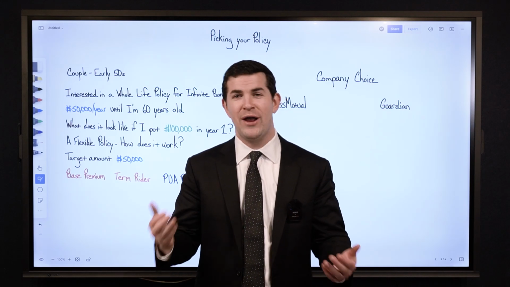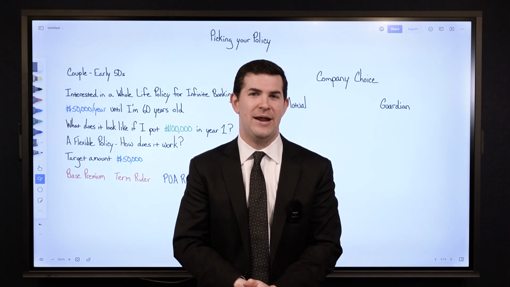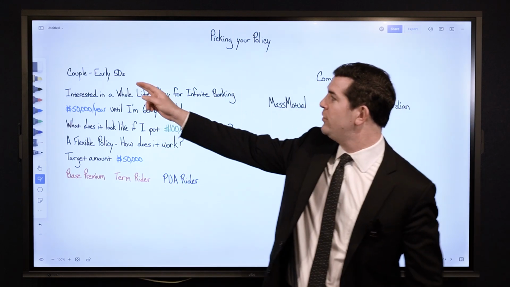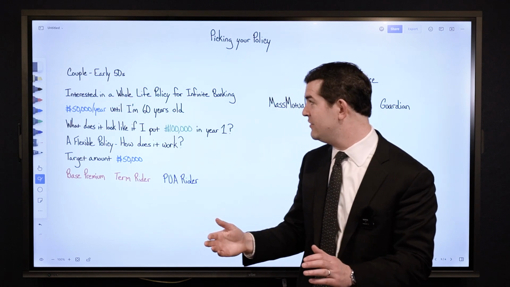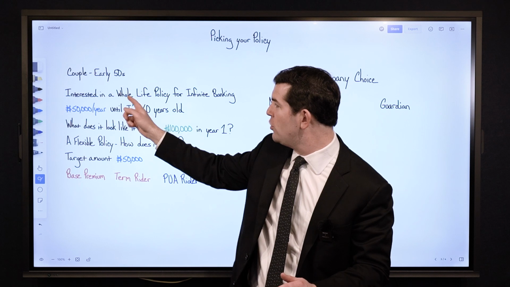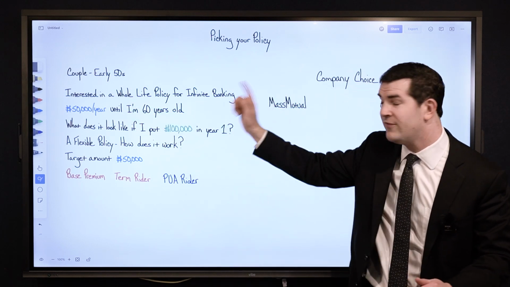Today I'm going to go over how I like to help people pick the right policy. So what we've got is a couple in their early 50s. We're specifically going to be looking at a policy for the wife in this example. She is interested in a whole life insurance policy specifically for infinite banking.